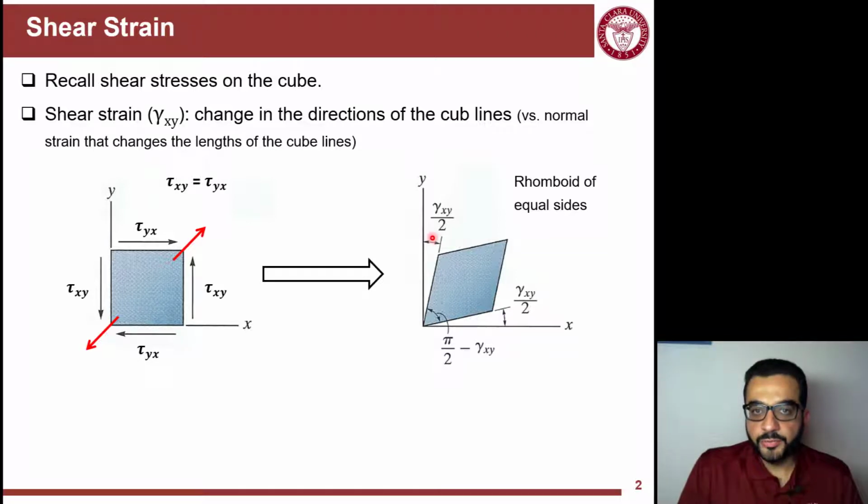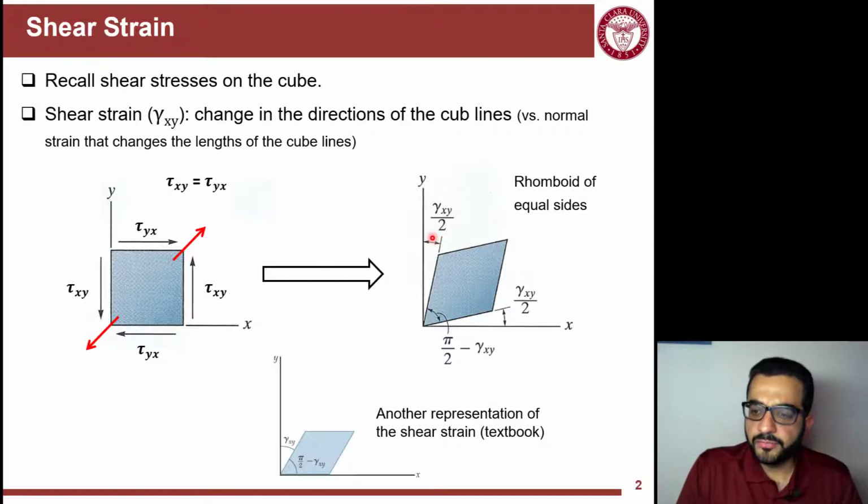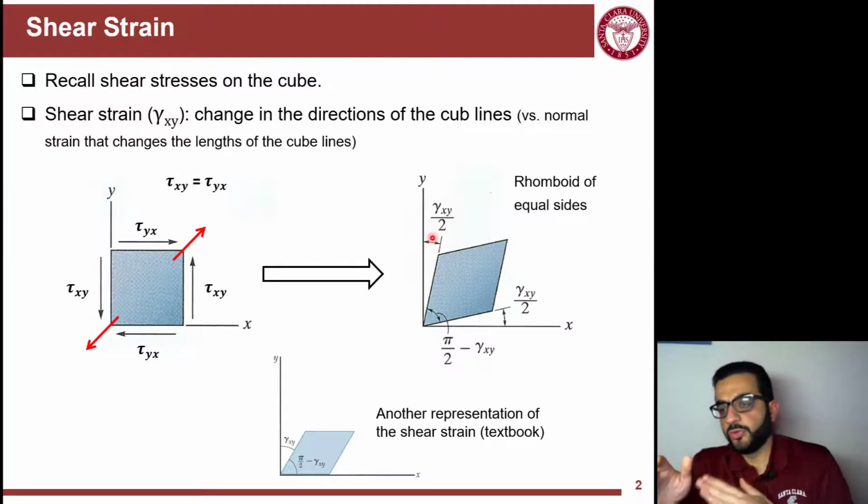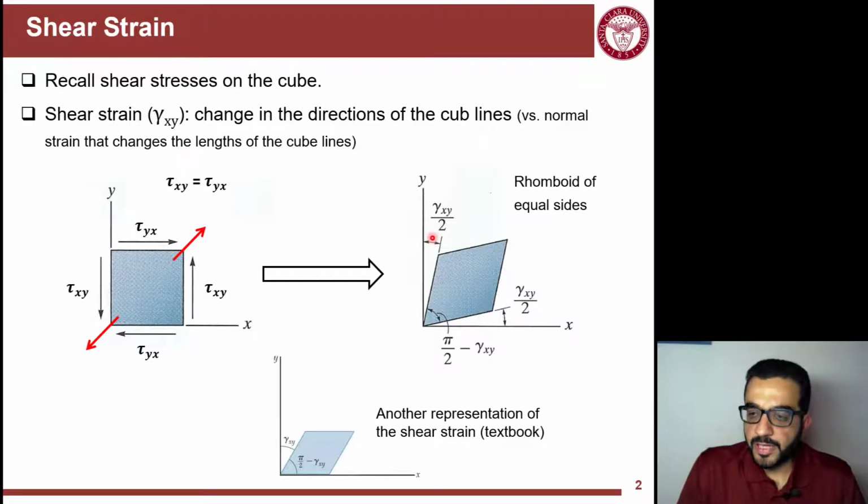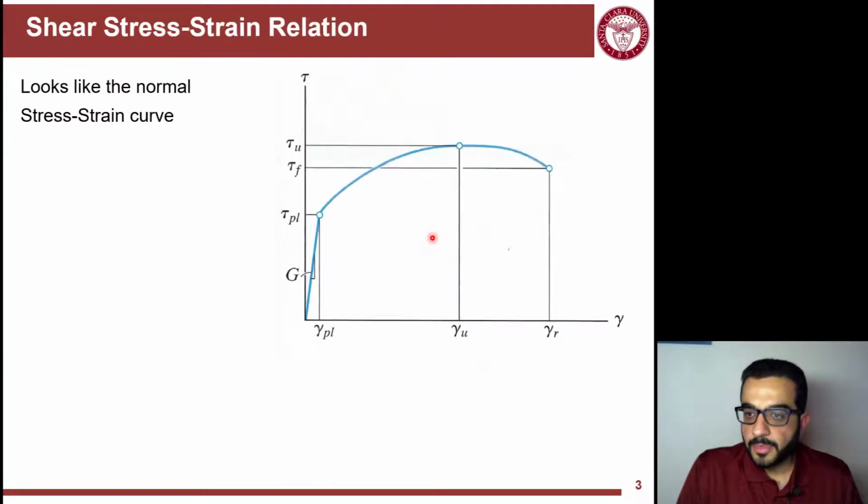Remember, axial or normal strain was unitless. Angles are also unitless, so we're still in the same lines here, with the same understanding. This is another representation of the shear strain. You just put this rhomboid flat on its side, and it will be the same thing but a different representation. Different textbooks represent the shear strain in different ways.